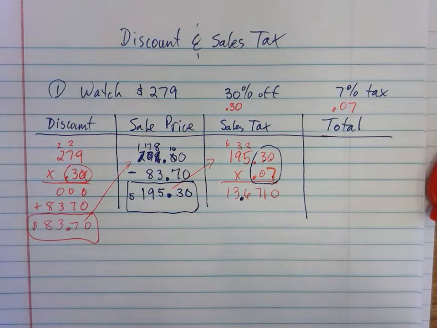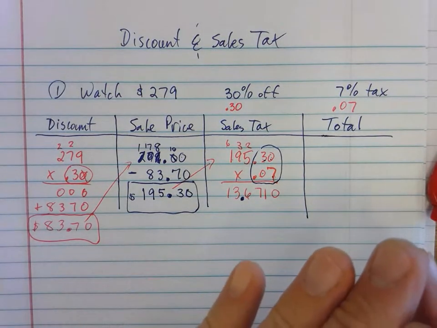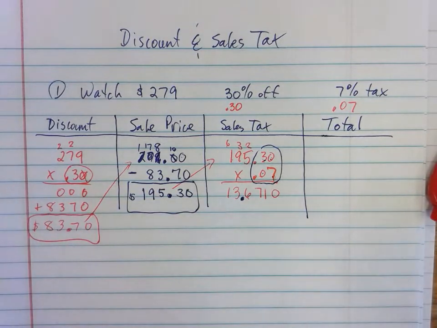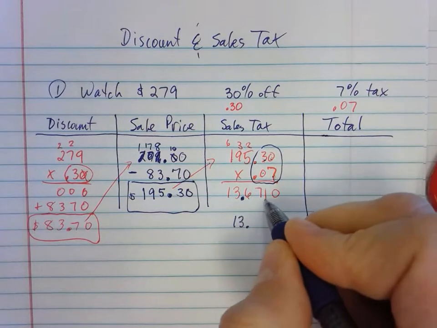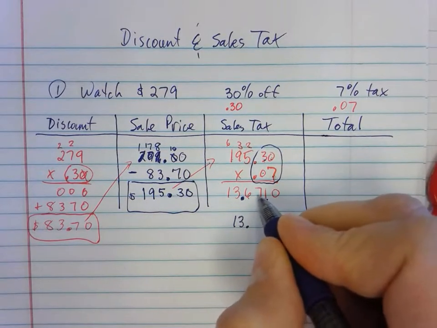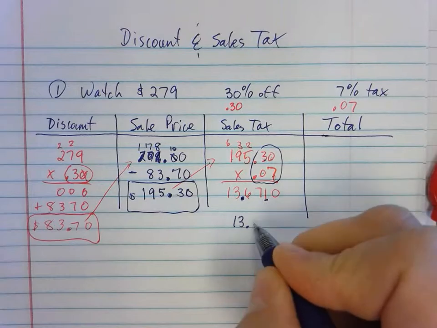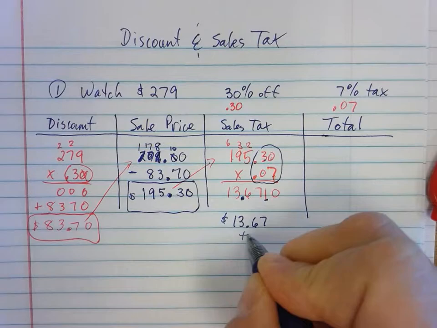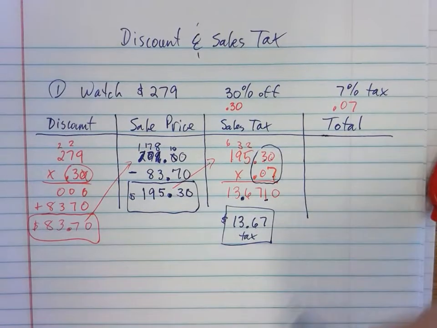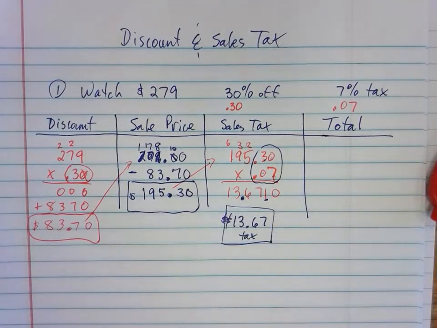We are going to round this to dollars and cents, people. Dollars and cents. This is the real world. We pay for stuff with dollars and cents. So that would be $13. And since there's a 1 there, that means we're not going to round that up. Okay, so it's $13.67. That's how much tax we got to pay.